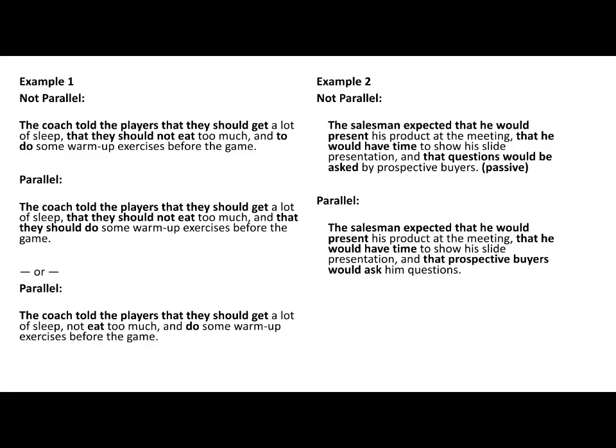Another example is the salesman expected that he would present his product at the meeting, that he would have a good time to show his side of the presentation, and that questions would be asked by prospective buyers. Now, this is incorrect because they throw in the passive there at the end, that questions would be asked by the prospective buyer. To make it parallel, you get rid of that passive, basically.